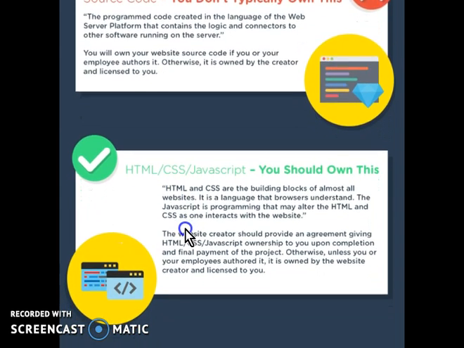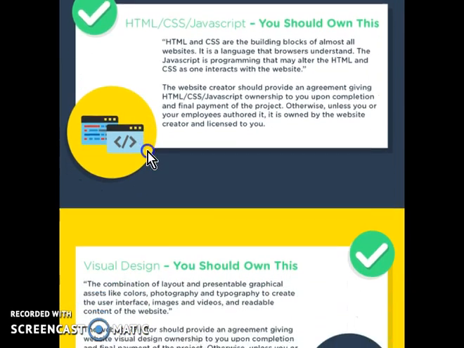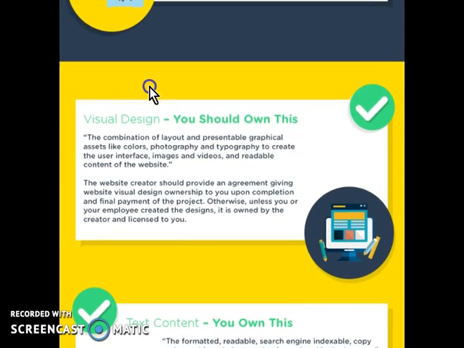Your HTML and CSS, you should own this, if you are the author of it, or unless your employees authored it, it's created and either licensed to you, or you're the author of the code and it's yours. Your visual design, you should own this. If you don't design the images yourself, it's also owned by the creator and only licensed to you.